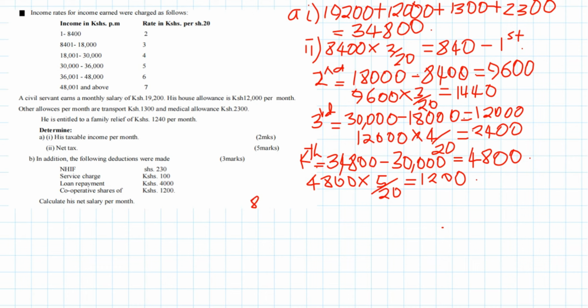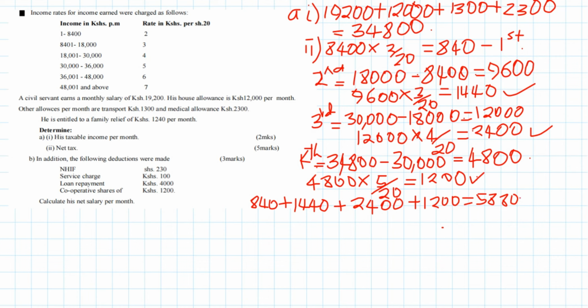So now, to get the gross tax, we take 840 for the first band plus 1,440 for the second band, and then plus 2,400 for the third band, and then we take 1,200 for the fourth band, and so now this sum is going to give us 5,880. So this now is what we call our gross tax. But our question here requires the net tax.